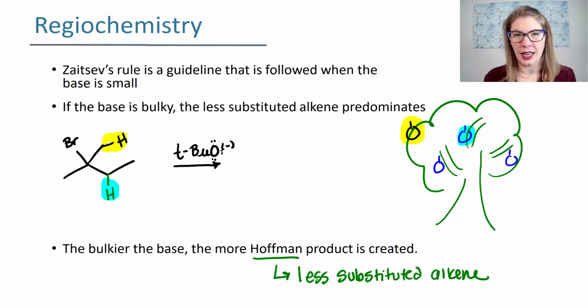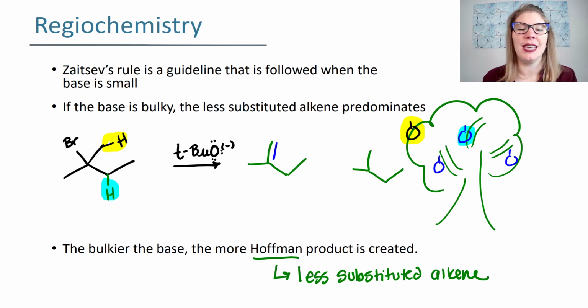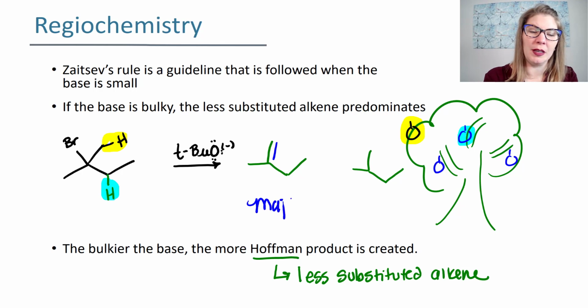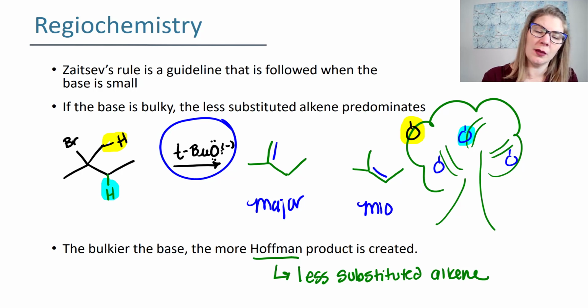You're still going to end up getting the more substituted product. You're just going to have less of a percentage of it. So for your final products here, you're going to get the same products that we got on the prior page. The difference is which one is major and which one is minor. When we pull off the yellow proton, we're going to get this less substituted alkene, which is going to be the major product in this case because this base right here is a bulky base. This is called tert butoxide. And then we're going to get our more substituted alkene as our minor product.